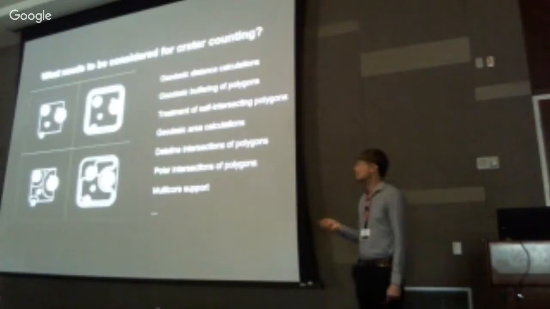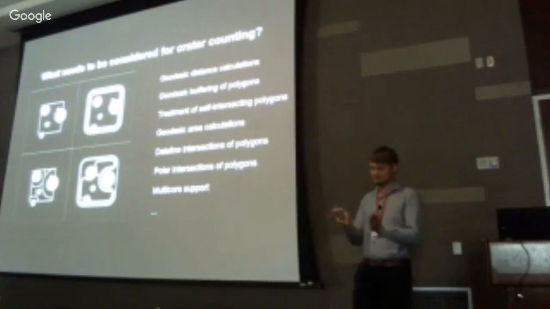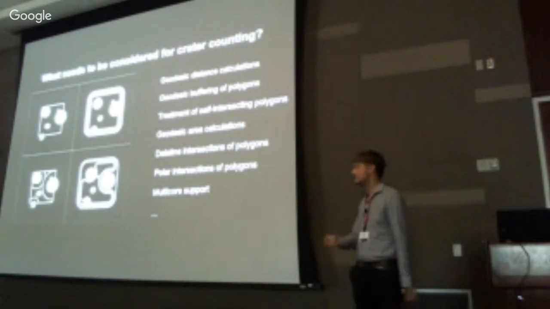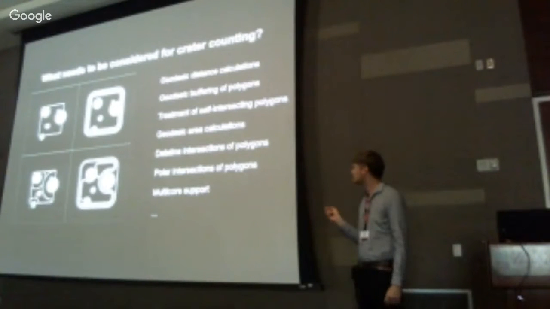So what needs to be considered for crater counting? Since we use the GDAL environment and OGR, which handles data within the projection, we need to find ways to implement geodetic distance calculations, geodetic buffering of polygons, and treatment of self-intersections of polygons when we buffer them. It's really difficult when we buffer polygons with holes, and we have to find workarounds to generate proper outlines for holes and for the self-intersections. Geodetic area calculations are considered, as are data intersections. Polar intersections, we're still working on that.